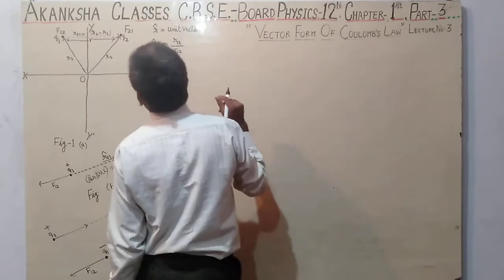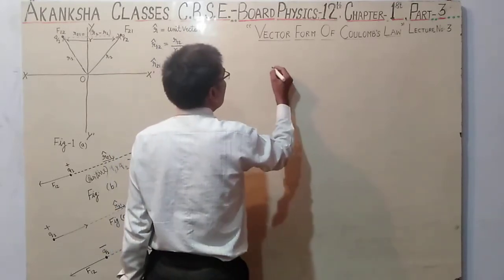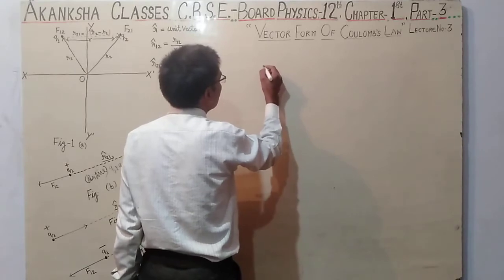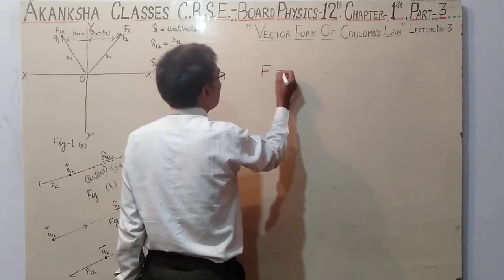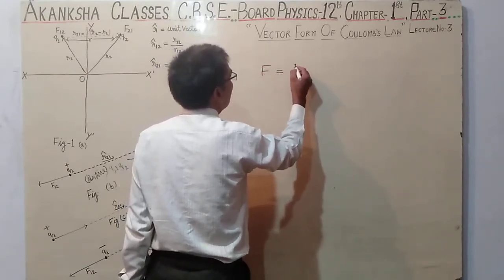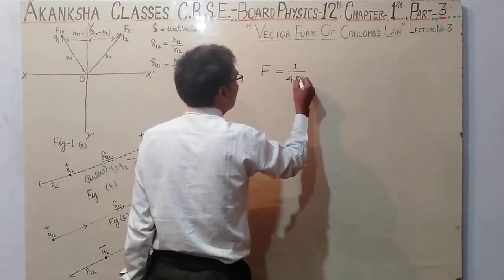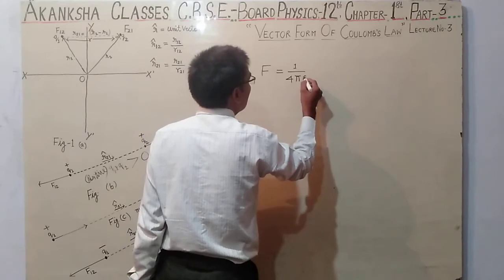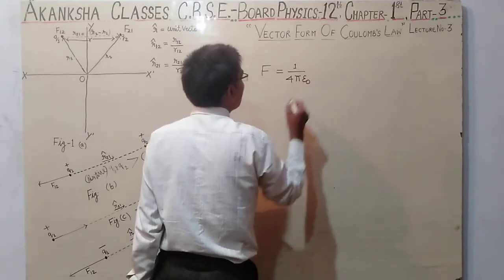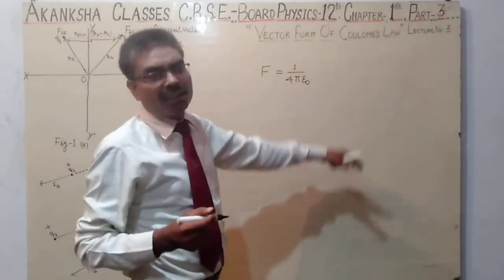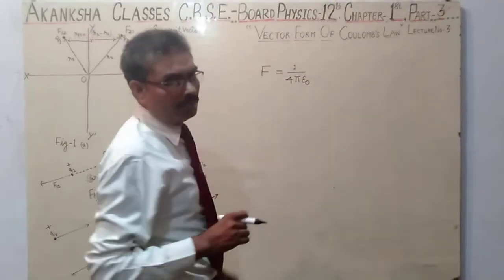Now we apply first Coulomb's law. F equals 1 by 4 pi epsilon naught, because we are studying all these facts in vacuum.